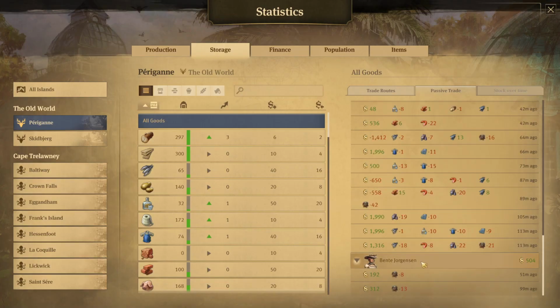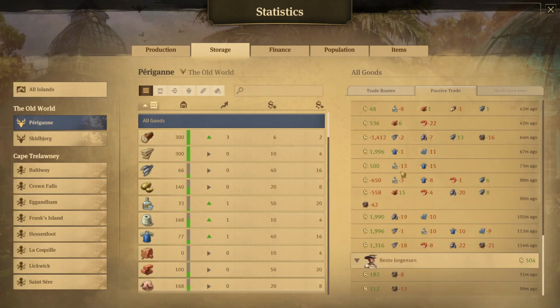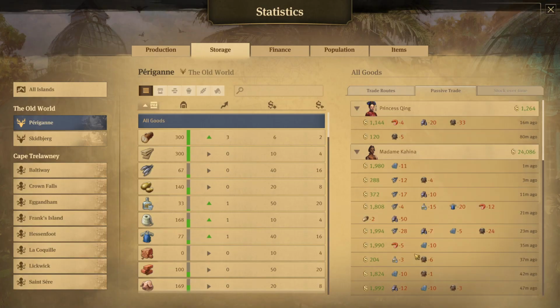Now, the expansionist AI are not limited to that. Unfortunately, it's gone right now, but Princess Ching did buy a certain amount of goods for far more than 1,000. It was like 2,700. However, the expansion AI doesn't always buy. You can see Madame Kahina and Archie have come by a lot. Benta came by once 50 minutes ago, once 99 minutes ago. Princess Ching had 64 minutes in between trips. So they're not very reliable to come by and purchase goods.